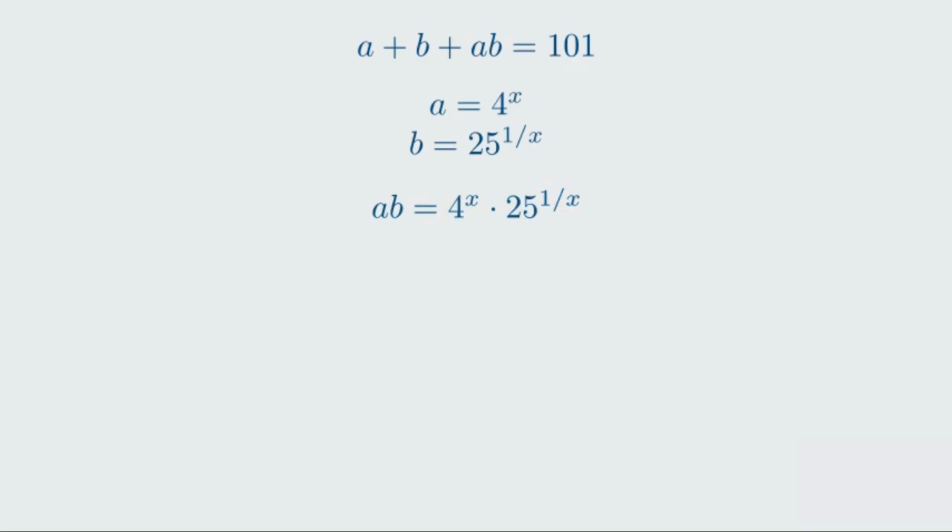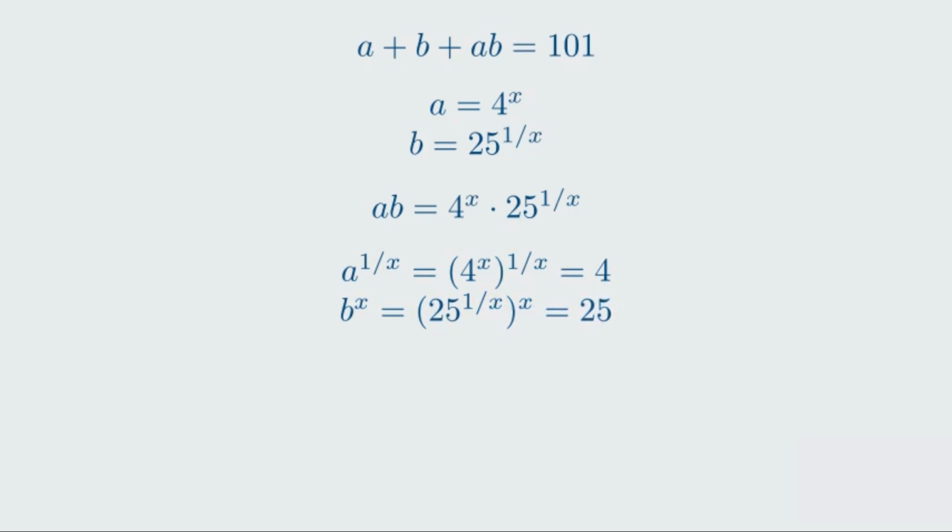A better idea is to raise a to a power and b to a power to try to get them to be equal. Notice the x in the exponent of a and the 1 over x in the exponent of b. What happens if we raise a to the power of 1 over x and b to the power of x? A to the power of 1 over x is 4 to the x to the 1 over x, and b to the power of x is 25 to the 1 over x to the x.